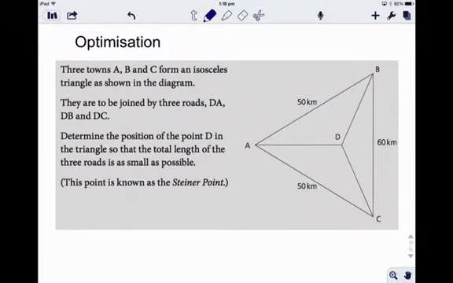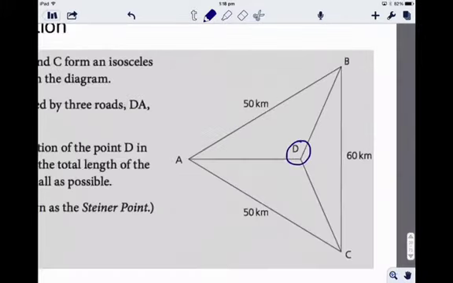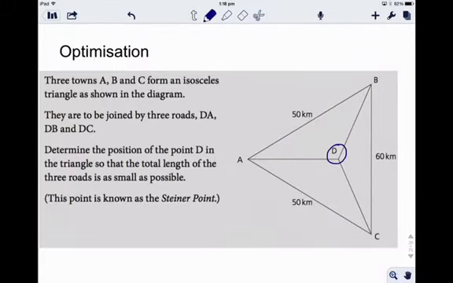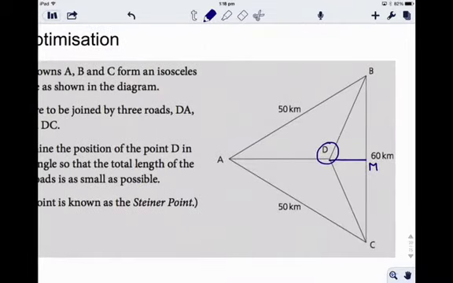So what we're trying to do is find this point here, which is called the Steiner point in a triangle. It's the point that minimizes the distance of AD, DB and DC. So we've got three towns A, B and C. We're trying to construct a road network so that the lengths of those roads are minimized, and what we want to know is where to put D along this line from A to the midpoint of BC. Where do we put that line D?